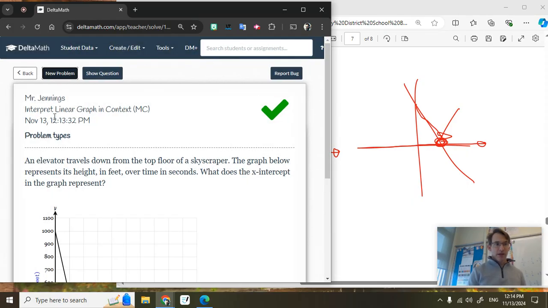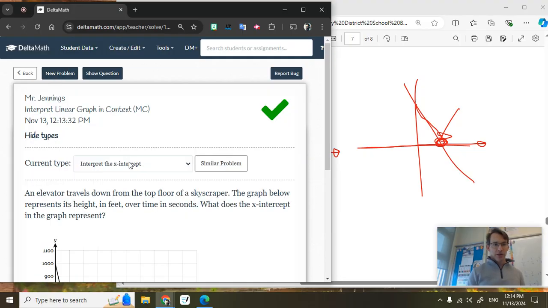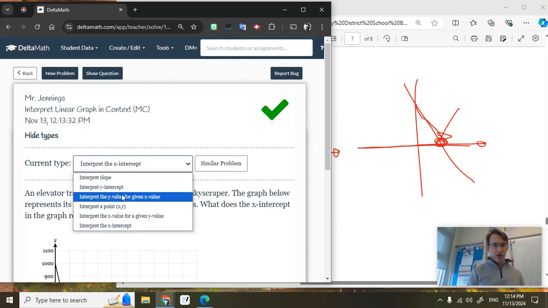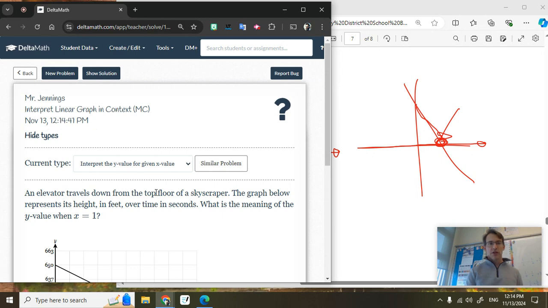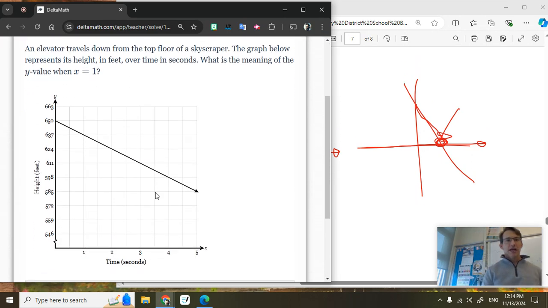All right, now let's see what other problem types we got in here. Interpret the y value for given x value. Here's another type of question that you will have. An elevator traveling down from the top floor of a skyscraper represents its height in feet over time in seconds. What's the meaning of the y value when x is 1? So here x is 1, and we go up here, the y value is 637.